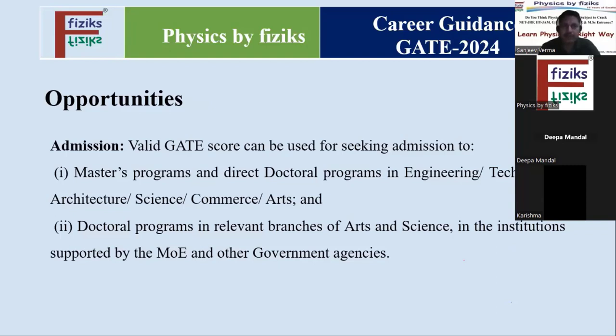So, what are the opportunities? With a valid GATE score, you can seek admission to master's programs and direct doctoral programs in engineering, technology, architecture, science, commerce, arts, and so on, or doctoral programs in relevant branches of arts and science in institutions supported by MoE and other government agencies.